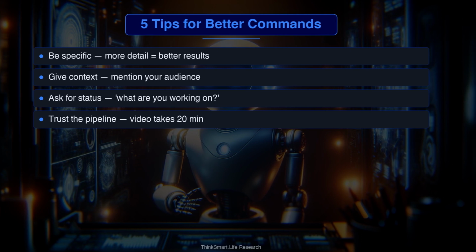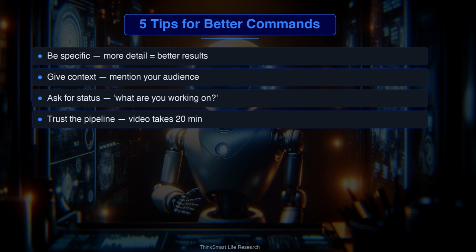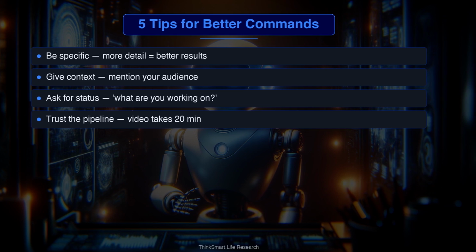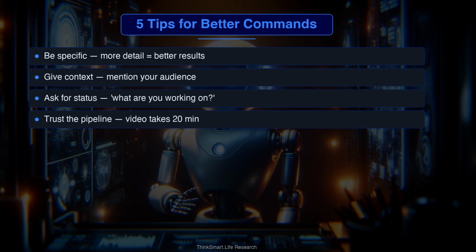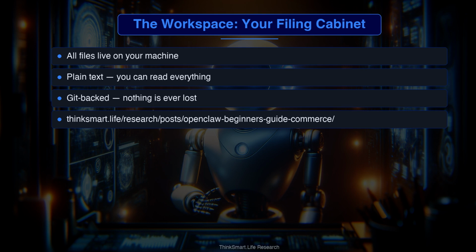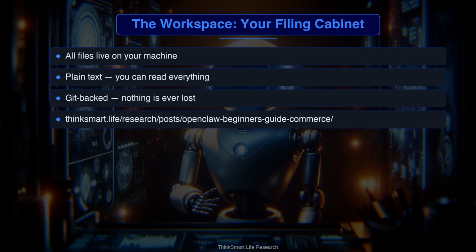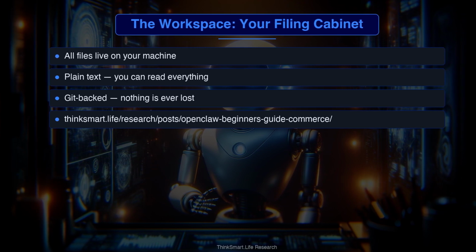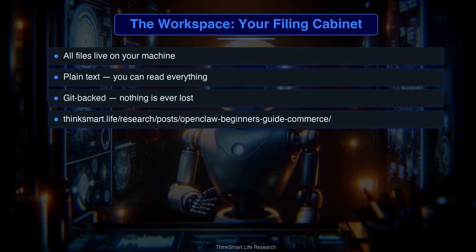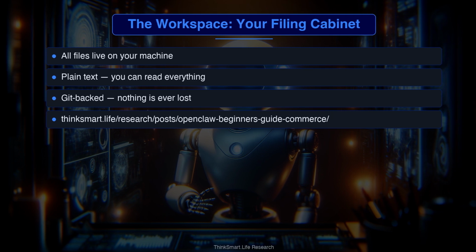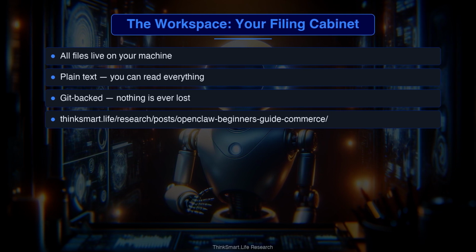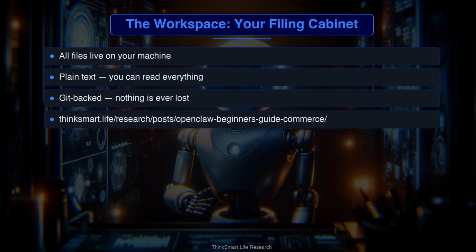Finally, 5 things that will make you better at commanding your agent. 1. Be specific. Research AI inference is okay. Research local AI inference on RTX 3090 GPUs for small businesses and publish a 5-minute video is much better. 2. Give context. The agent doesn't know what you don't tell it. Add this to the feed for our local AI audience is better than just add this to the feed.